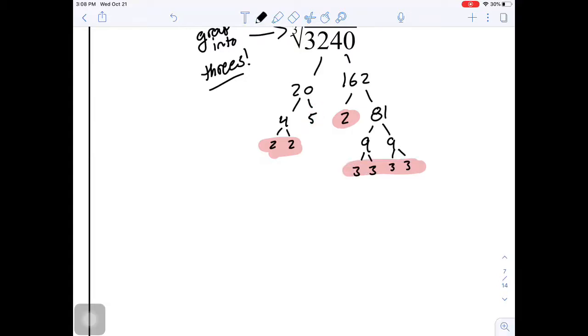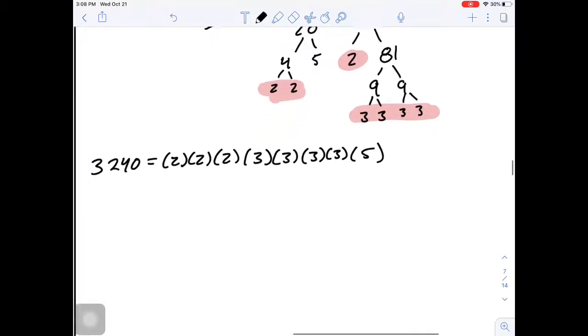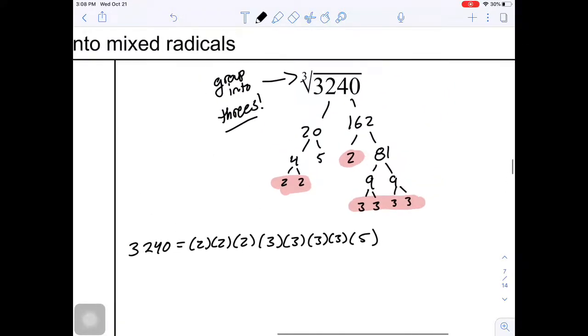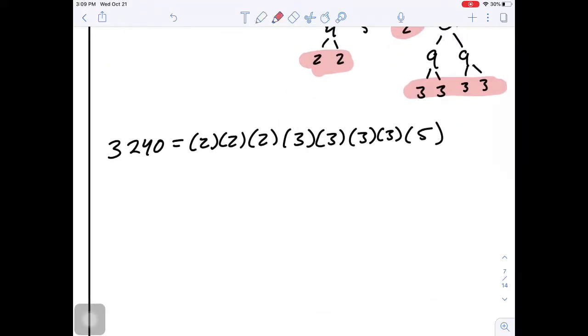So this will be 3,240 equals 2 times 2 times 2, 3 times 3 times 3 times 3, and then times 5. Okay, so I've just organized it that way, right? Now, I'm not grouping into 2s, I'm trying to find perfect cubes. So here, I want to group into 3s.